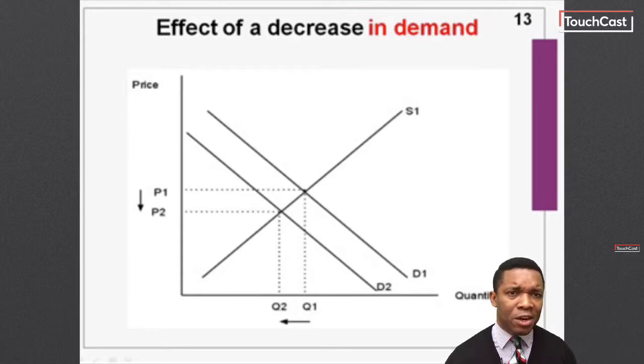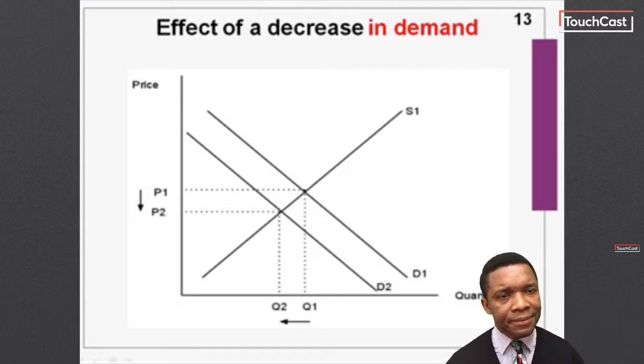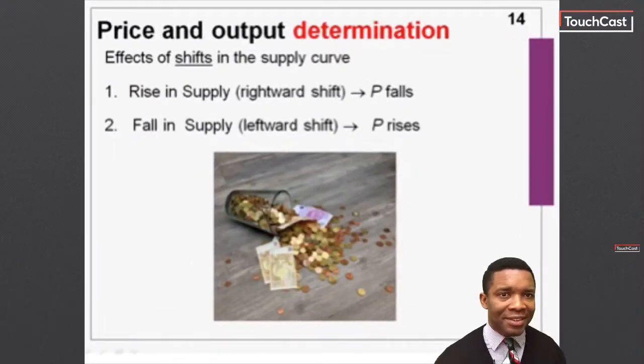Since no one is buying compact discs, the price of compact discs will decline from P1 to P2, as the quantity demanded declines from Q1 to Q2, hence a leftward shift of the demand curve. So let's move on to supply.